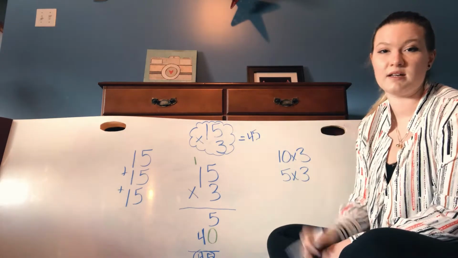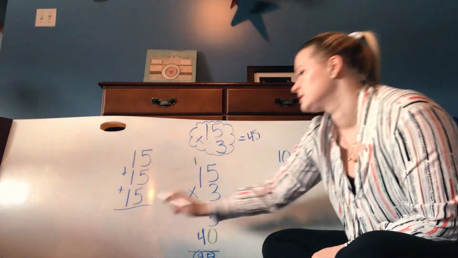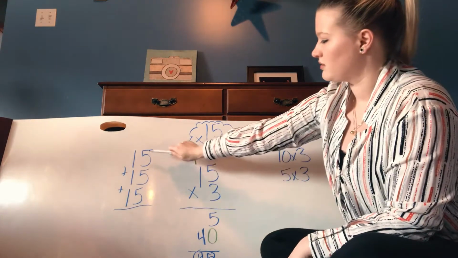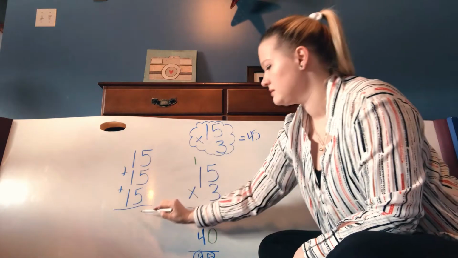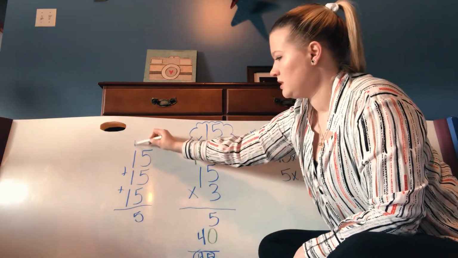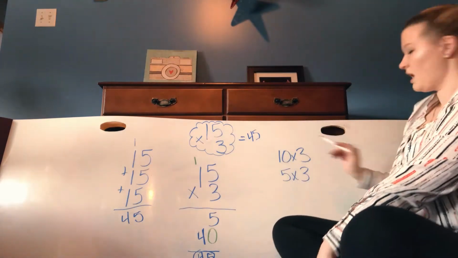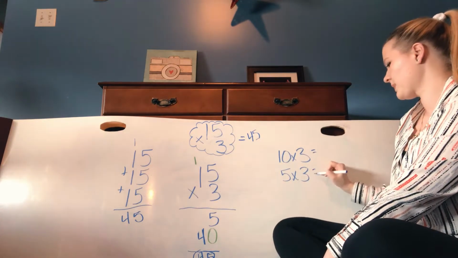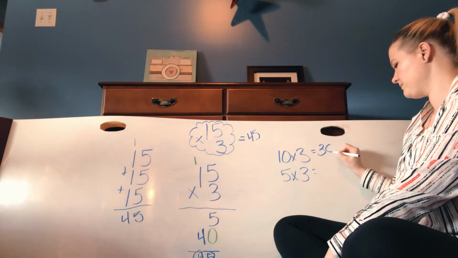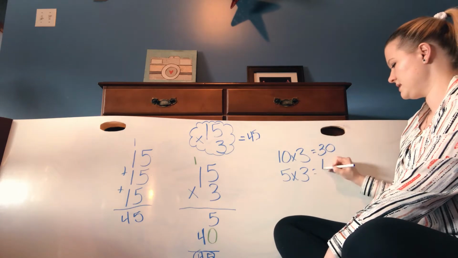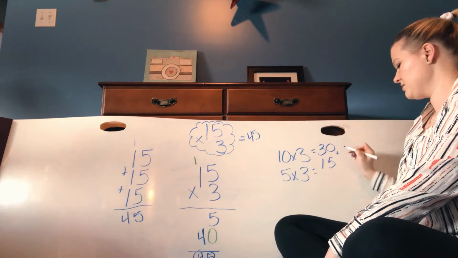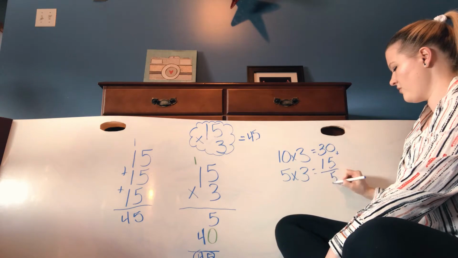Now we can check that using our other strategies. If we're going to use repeated addition, 5, 10, 15, carry the 1, 1, 2, 3, 4, 45. Our break it apart strategy, 3 times 10 is 30. 5 times 3 is 15, and add those together, you get 45.